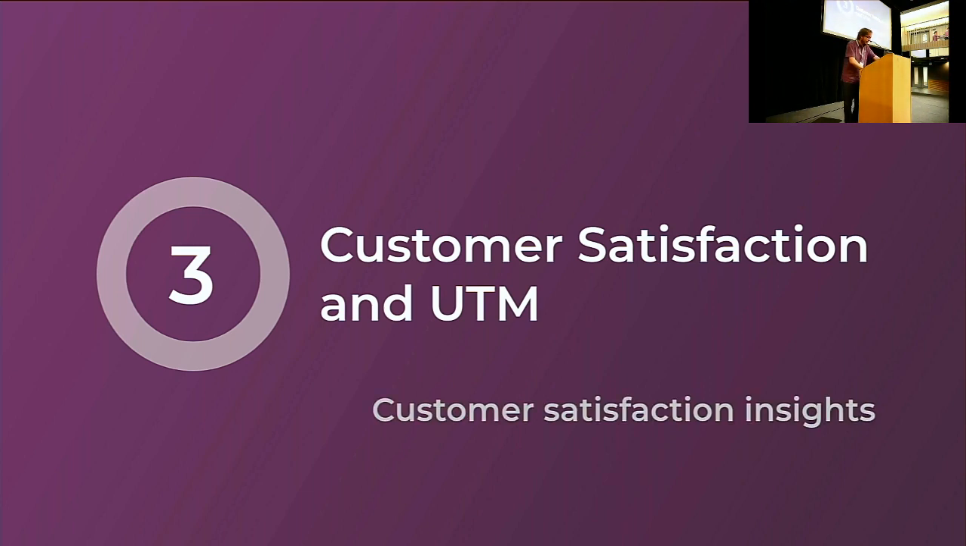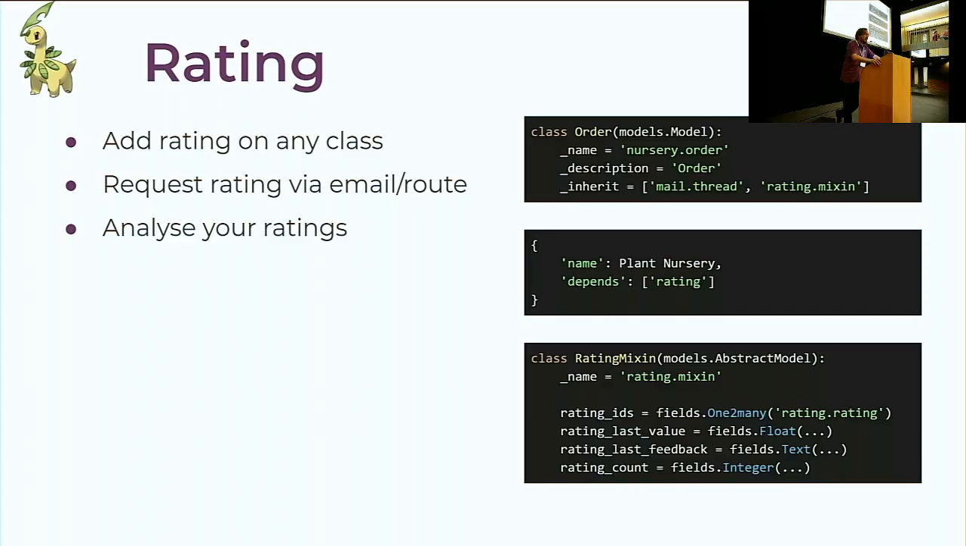The first one is the customer satisfaction. It's quite important in any business to know a bit how the customer feels and to ask for his satisfaction. For that, we have a rating inside Odoo that is defined in the rating module. And you just inherit from the rating mixin, and it will add new fields on your application. So the ratings are a note that the customer gives to your application or to your document.